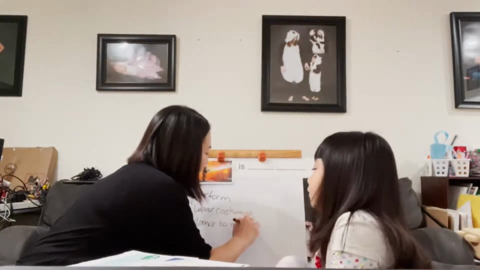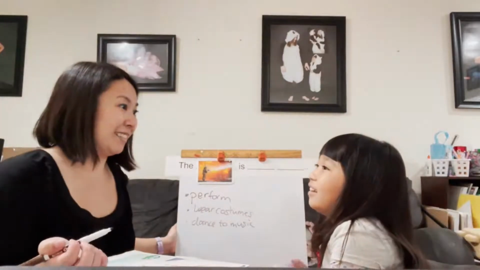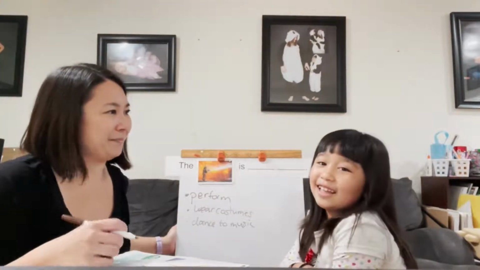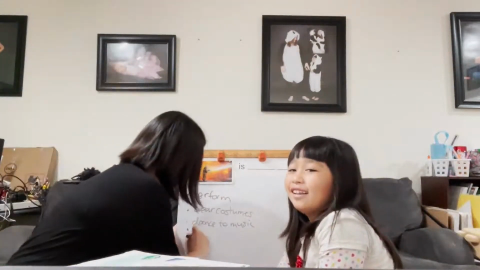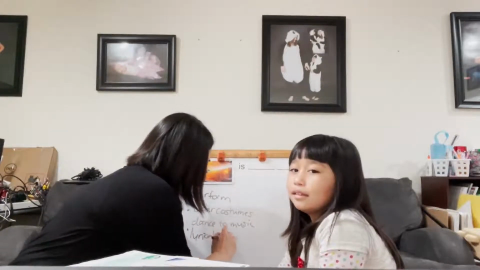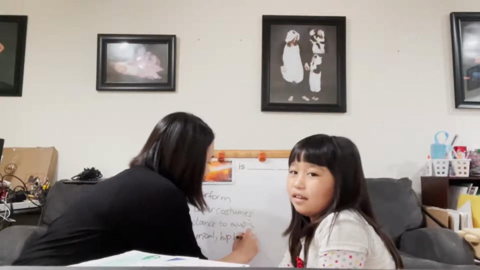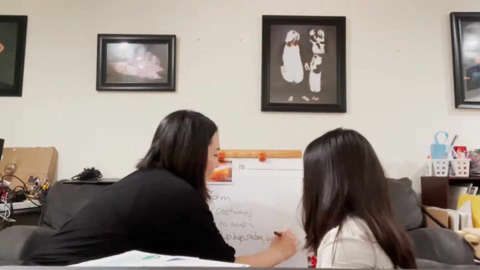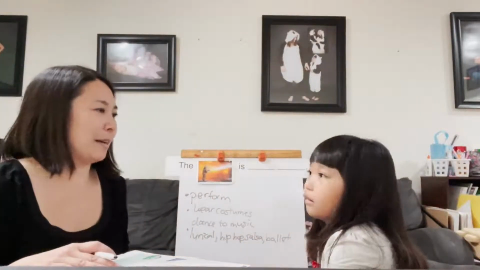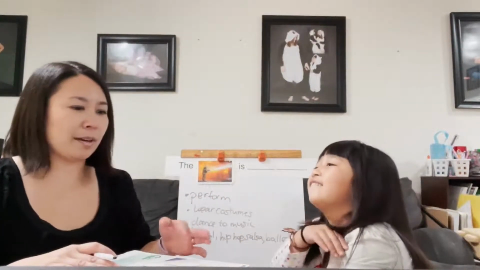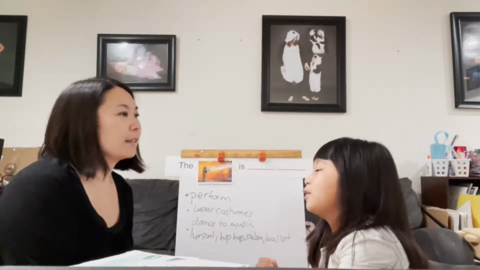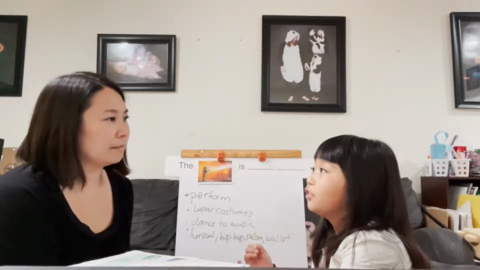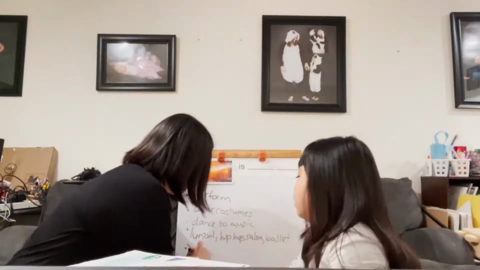Can you name some different kinds of dance? Why don't you tell them what kind of dance you do? I do lyrical, hip-hop, salsa, and I used to do ballet. Good. All right. What else can you tell us about dancers? What do they wear on their feet? Well, it depends what kind of dance, like jazz shoes or ballerina shoes. Good.